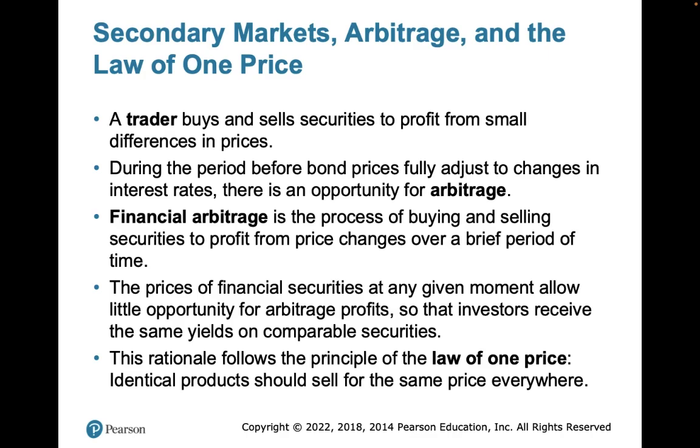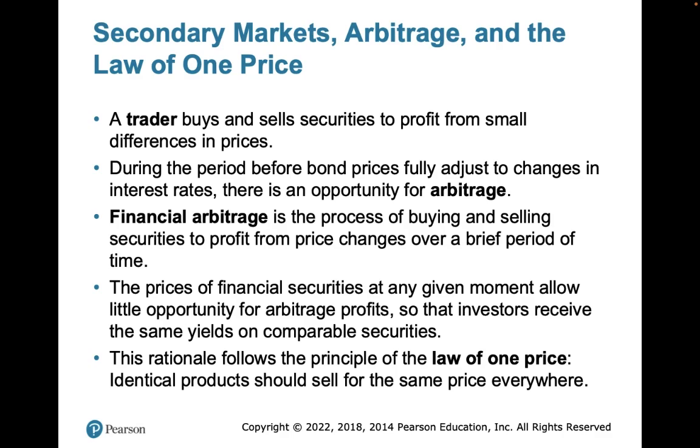So let's look at secondary markets, arbitrage, and the law of one price. A trader buys and sells securities to profit from small differences in prices. During this period, bond prices fully adjust to changes in interest rates. There is an opportunity for arbitrage. Financial arbitrage is the process of buying and selling securities to profit from price changes over a period of time.